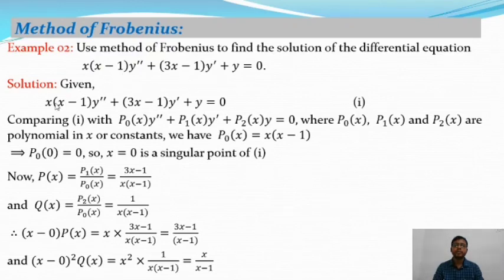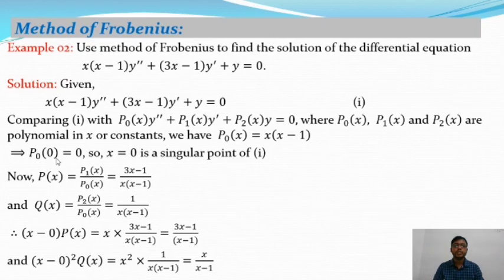The given equation is x into x minus 1 y double dashed plus 3x minus 1 y dashed plus y is equal to 0, and we can write it as equation number 1. Now comparing this equation with p0 of x into y double dashed plus p1 of x into y dashed plus p2 of x into y is equal to 0, where p0, p1, p2 are polynomial functions in x or constants, here p0 of x is equal to x into x minus 1.